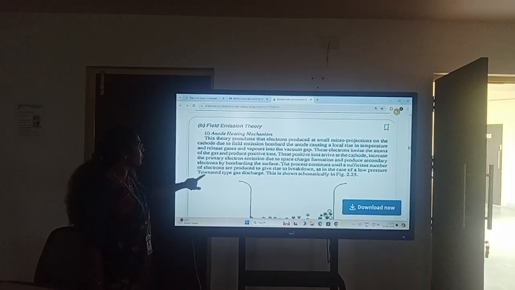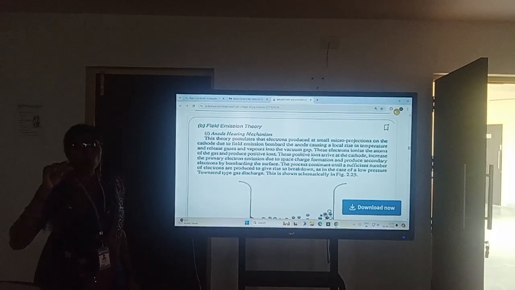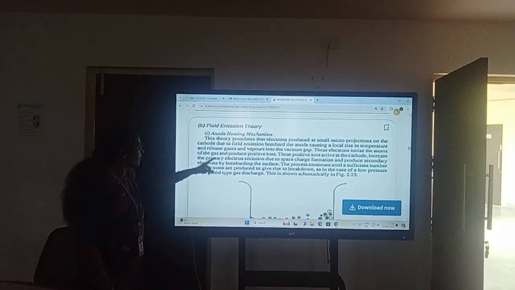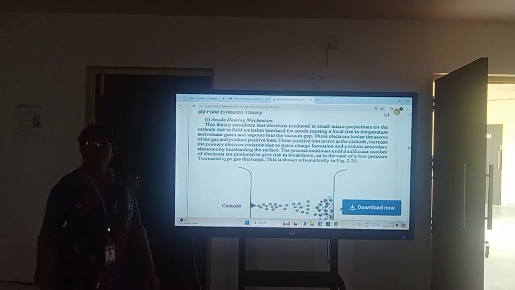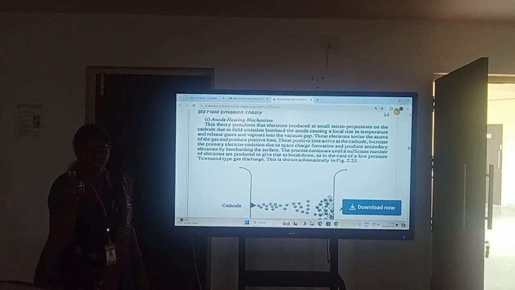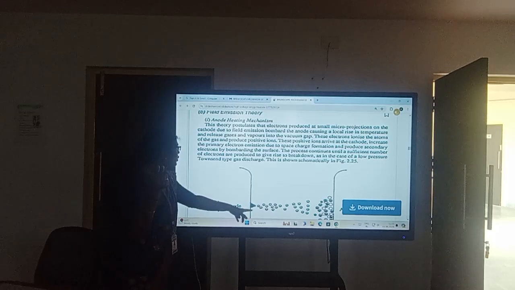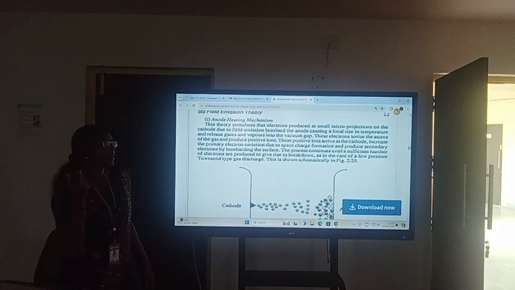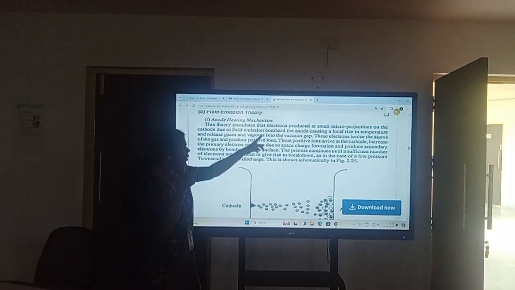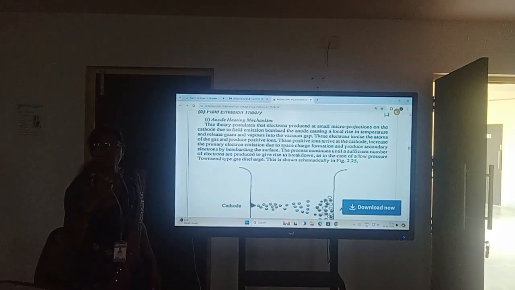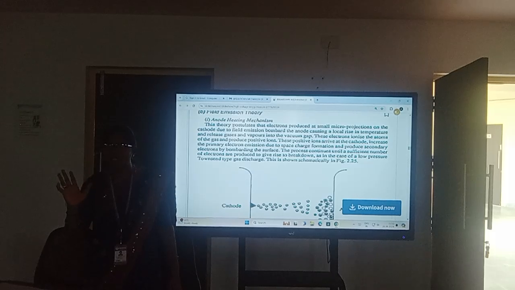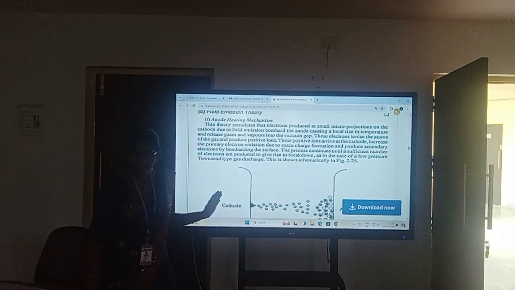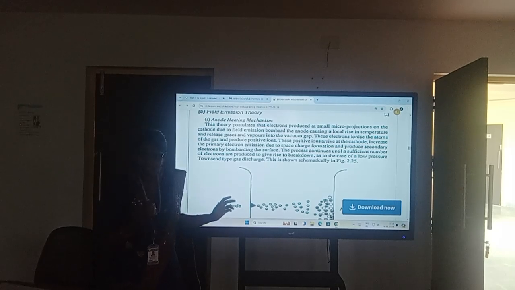In the anode theory mechanism, the electrons produce small micro projections at the cathode. The small amount of electrons present is on the cathode side. And due to what? The field emission. Due to the field emission bombardment, the anode will have a rise in temperature.